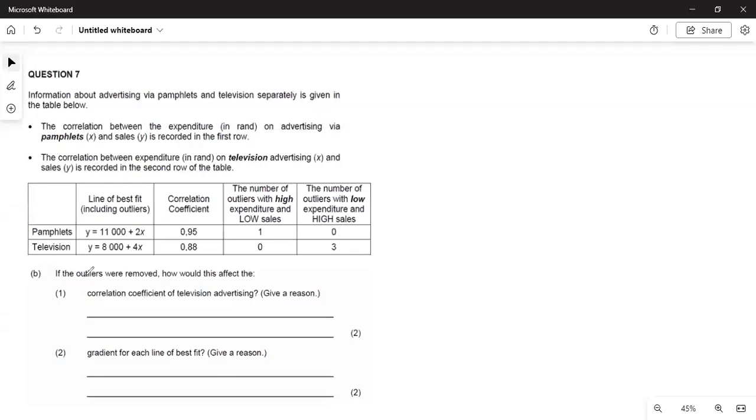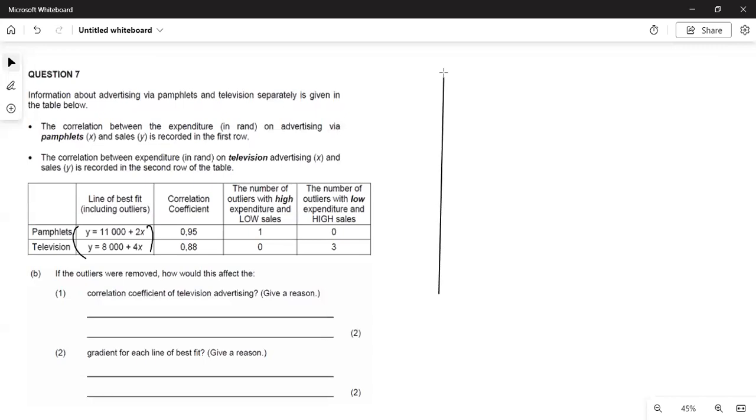Question B, if the outliers were removed, how would this affect the second question, the gradient of each line of the best fit, and you need to give a reason. So from looking at the data, we have a positive, or we can say an increase in the expenditure. Looking at the equation, we can say that an increase in the expenditure will then increase the sale.